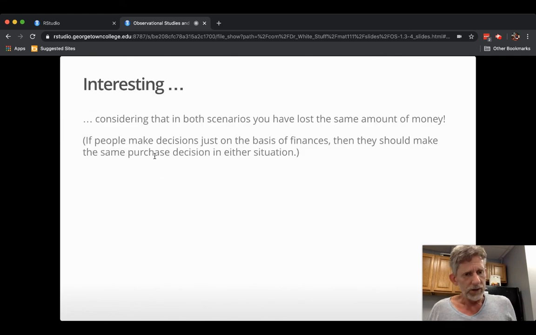So this big difference is pretty interesting, considering that in both scenarios, one has lost the same amount of money. And like we had pointed out, if people make decisions just on the basis of hard money finances, they should be making the same purchase decision in either situation. So I would kind of expect that the percentage who say buy in both groups should have been about the same instead of there being this 30% difference.